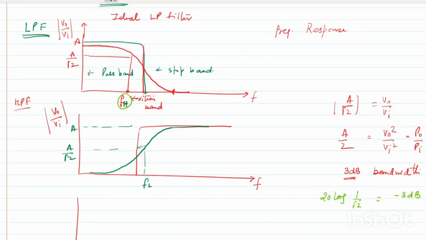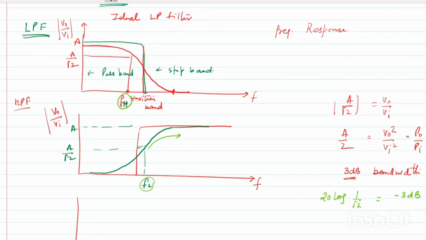Similarly, here fl is the cutoff frequency of a high pass filter, at which the gain is 1 by root 2 times the maximum gain. After this frequency, the frequencies are passing. This is called the cutoff frequency.